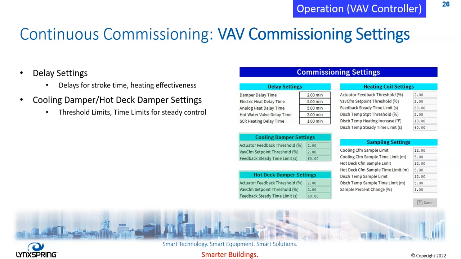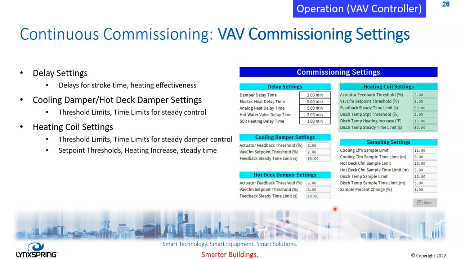Then there are the cooling damper and hot deck damper thresholds that you see here. This is the maximum percentage from position before we consider the damper to be at position, so that's the actuator feedback threshold. Then we take the percentage of the VAV CFM set point before we consider it to be at set point. And then, of course, it has to be steady for at least 60 seconds before we consider the test to be passed.